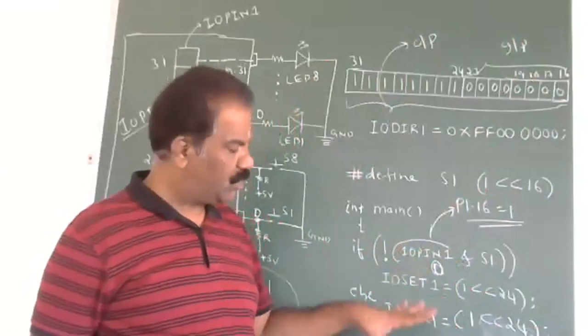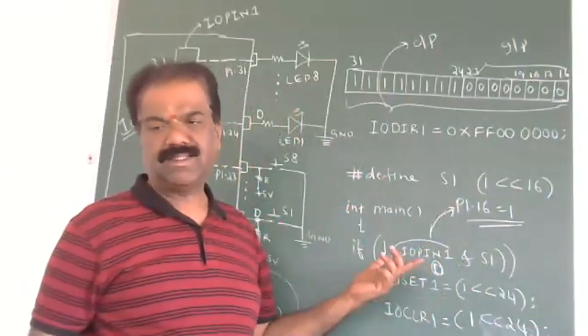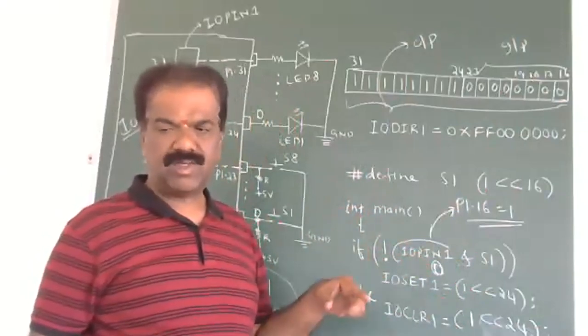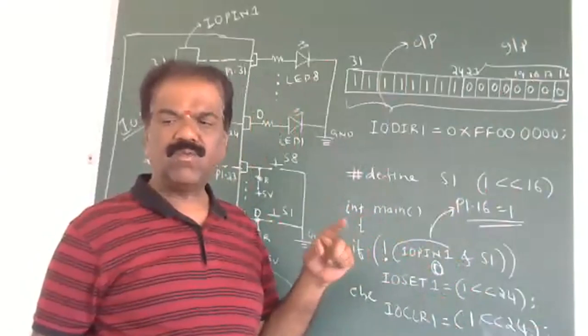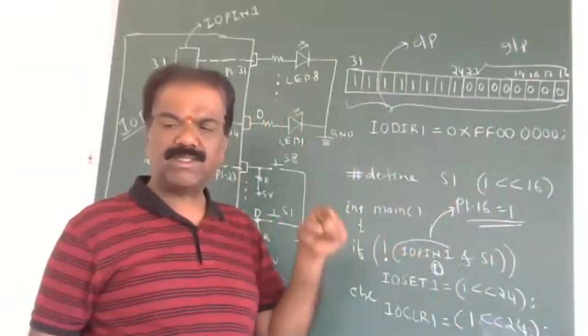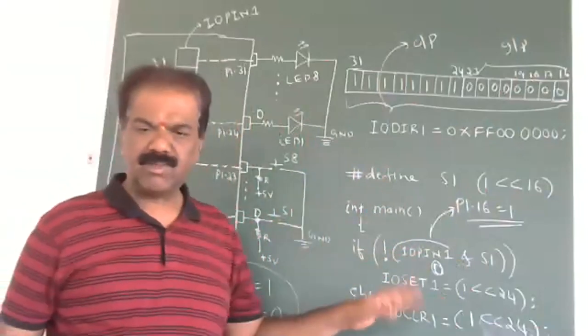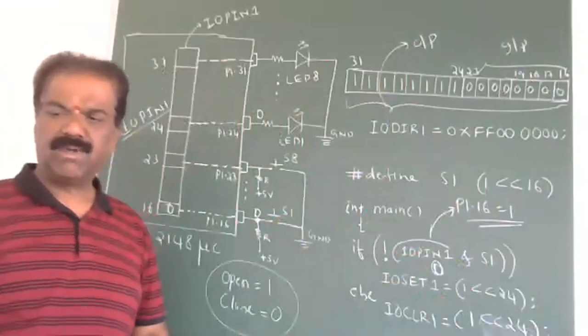So we have to use the same code for all 8 switches and 8 LEDs. But we have to write the code in such a way that we select only one LED. If you press switch number 8, LED number 8 must be on. If you press switch number 1, LED 1 must be on. That's the logic behind this. I'm going to explain the complete code.